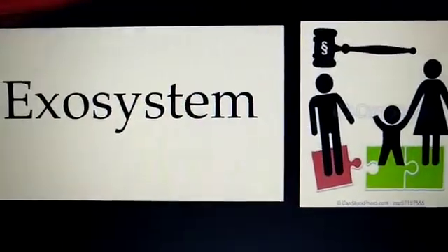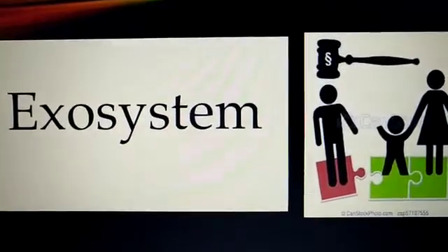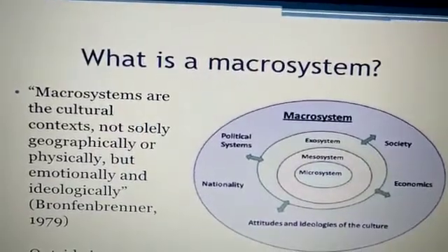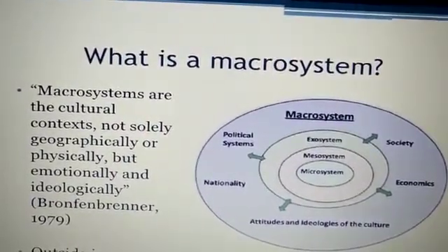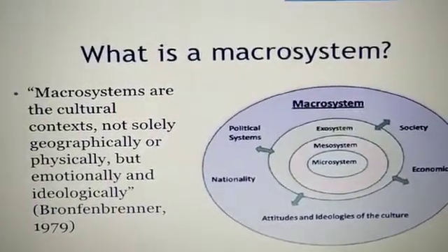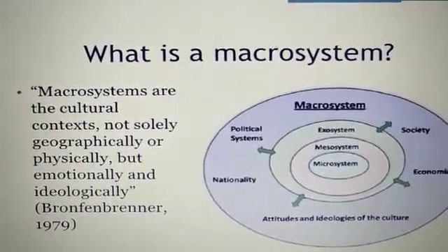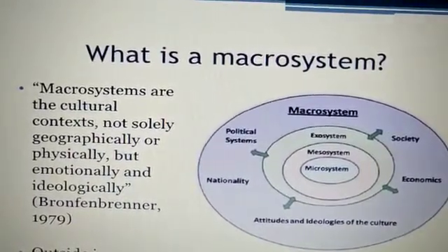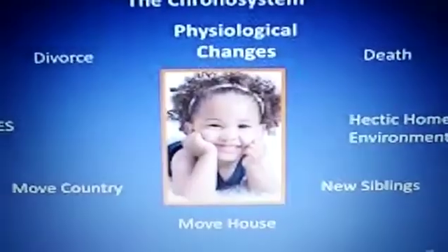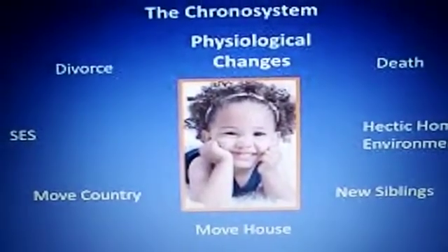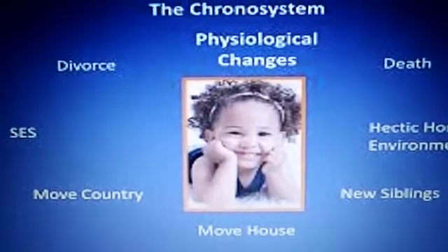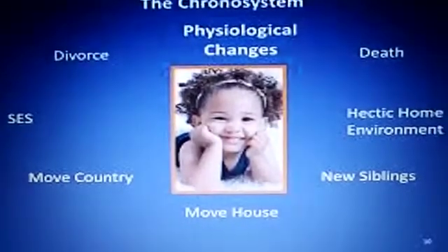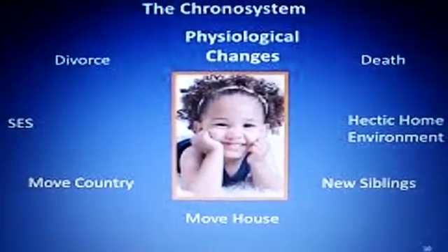Now children, another type of system is the macrosystem, which is the cultural context, not solely geographically or physically but emotionally and ideologically, which means the culture in which an individual lives plays a very important role in the individual's development. Now children, another type of system is the chronosystem. It includes events related to the socio-historical circumstances of life, such as divorce of the parents or the parents' economic setback. All these factors may have an adverse effect on the child.